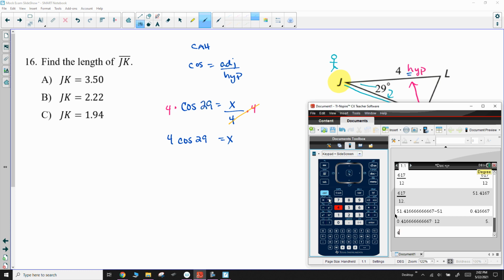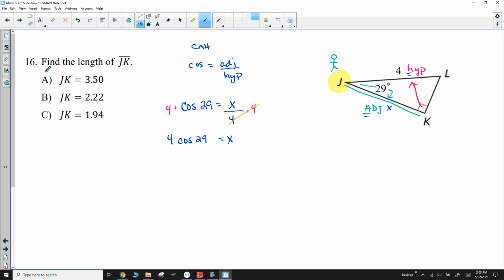And we're going to do 4. I'm going to find cosine, enter, 29, enter, and that gives me 3.498. And I'm rounding to 2 decimal places here, and I have a 1, a 2, a 3. So I'm pretty certain it's this one, but 49. Okay, that 8 would cause the 49 to round up to 50. So the length of JK is 3.50.